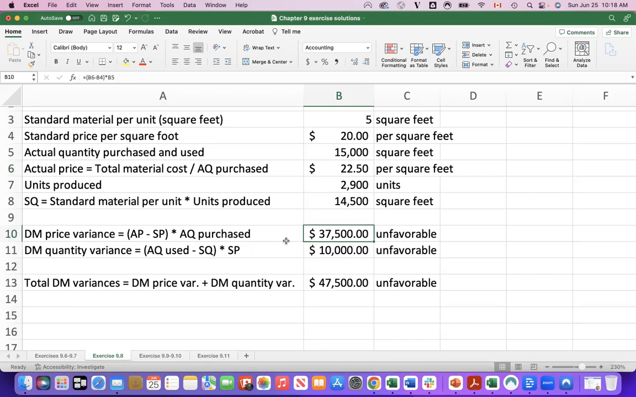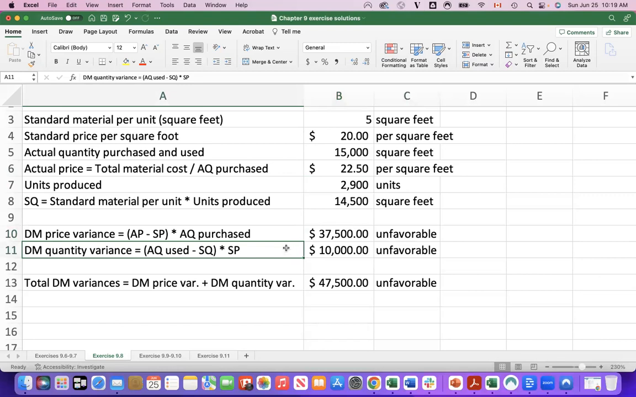So what this means is because we paid an additional $2.50 per square foot that we weren't anticipating, our material costs increased by $37,500. That's why we've labeled this variance as unfavorable. Now, what about the quantity?